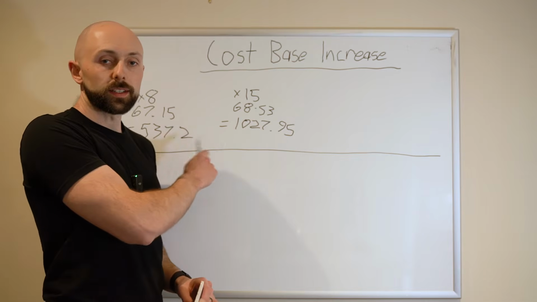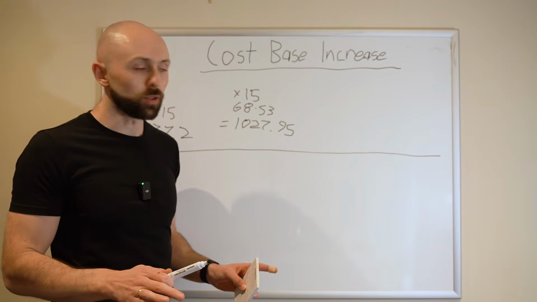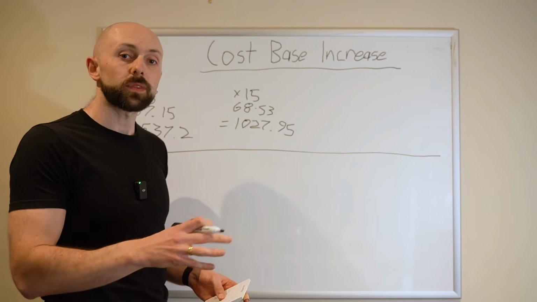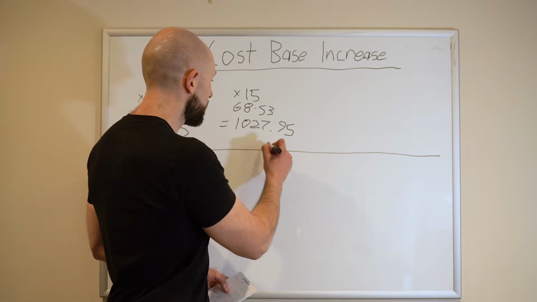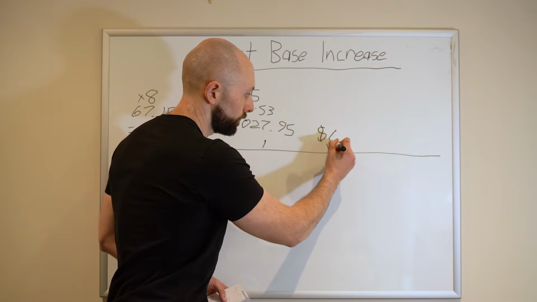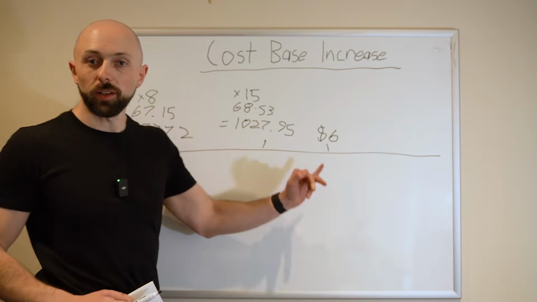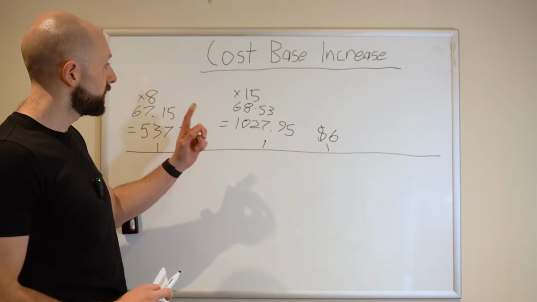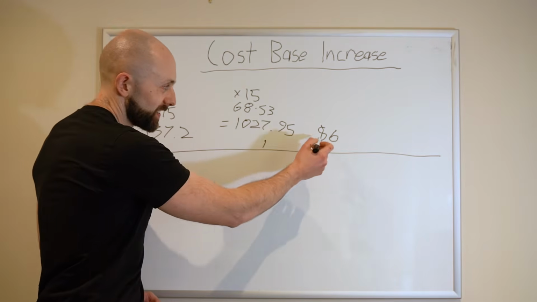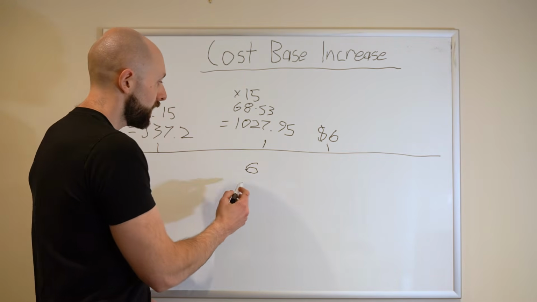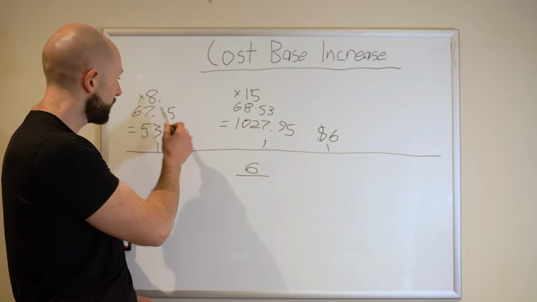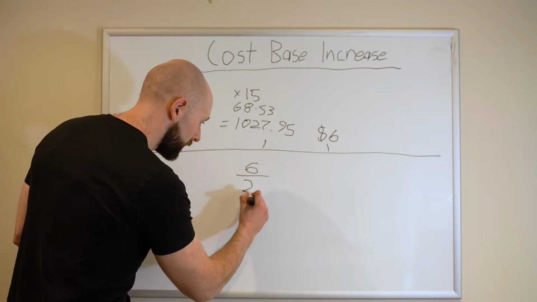Now usually at these quantities and these values, the cost base increase will be pretty small. We're talking like 30, 40 cents. But for this example, I'm going to make it a bit bigger so it has more of an impact. So let's say the AMIT adjustment comes in at $6. Now how do we apply this $6 adjustment to these previous purchases? So what we want to do is take the $6 adjustment and then divide it by the current quantity. So we've got 15 shares plus 8, so that gives us 23.